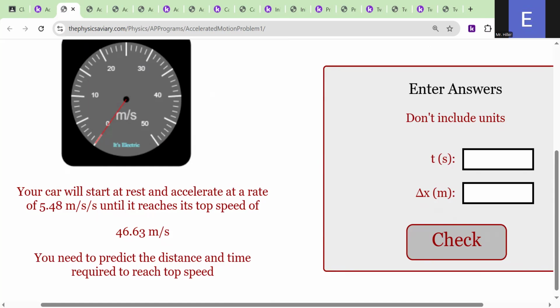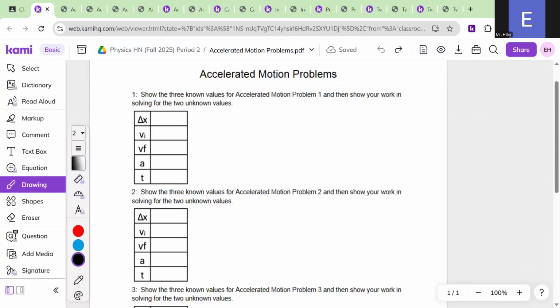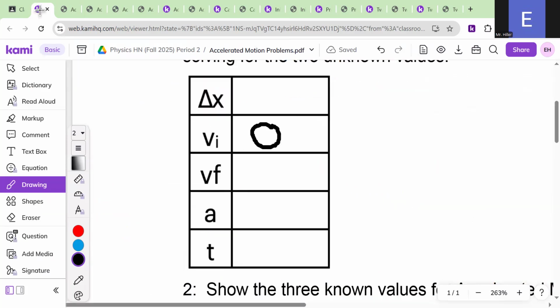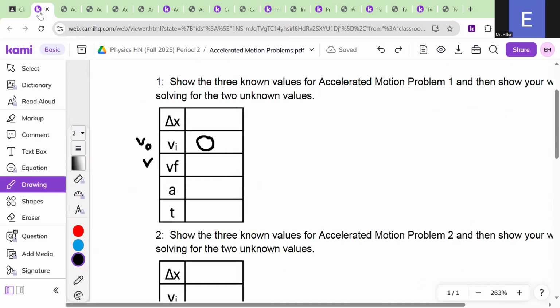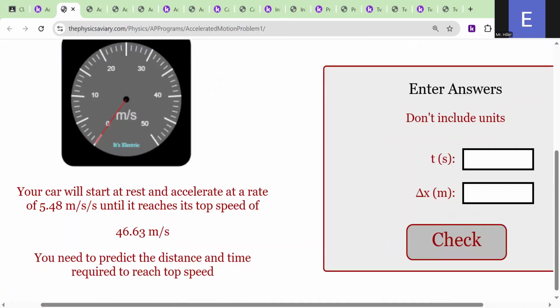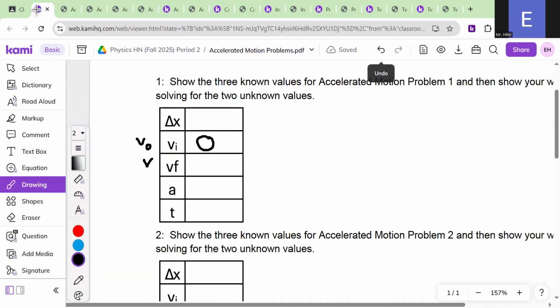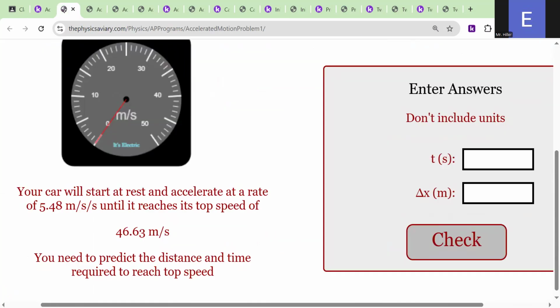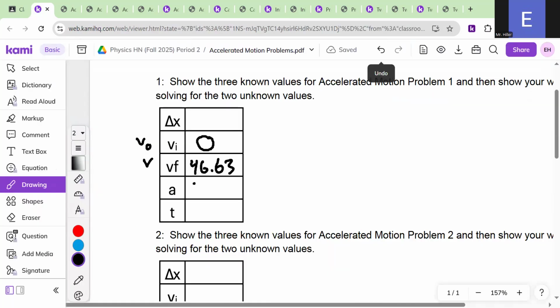So my initial velocity is going to be 0 because I'm starting from rest. So I'll make initial velocity 0. Keep in mind, they're writing it as VI. We typically write it as V naught and V. So just keep that in mind, the translation of the variables for this assignment. Our top speed was 46.63. Go ahead and put your top speed in your problem. My acceleration was 5.48.